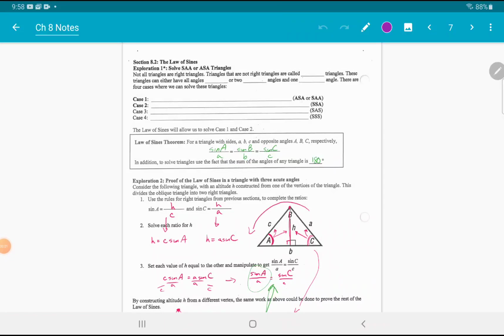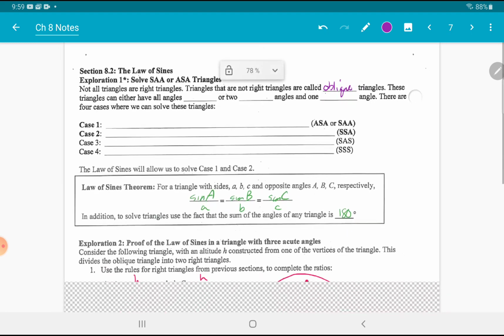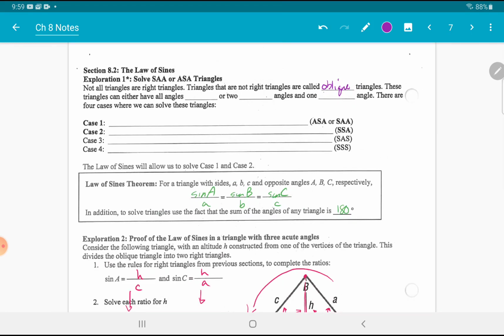All right, so here we go, our grand finale to understanding the law of sines. As a recap, everything that we've done so far in our notes, we've seen how not all triangles are right triangles. We can have non-right triangles, and we call these oblique triangles. And these oblique triangles can either have all angles that are acute, or you might have two acute angles and then an obtuse angle in there as well.